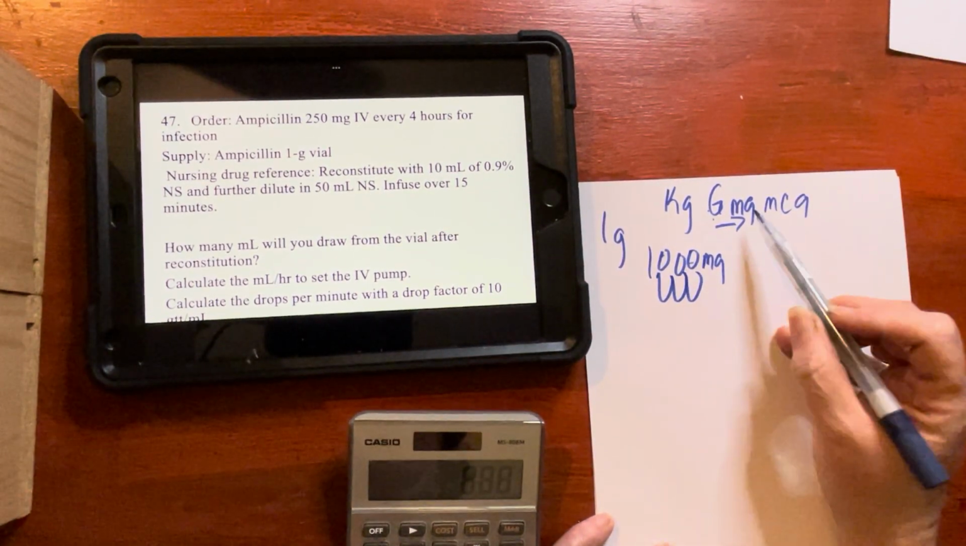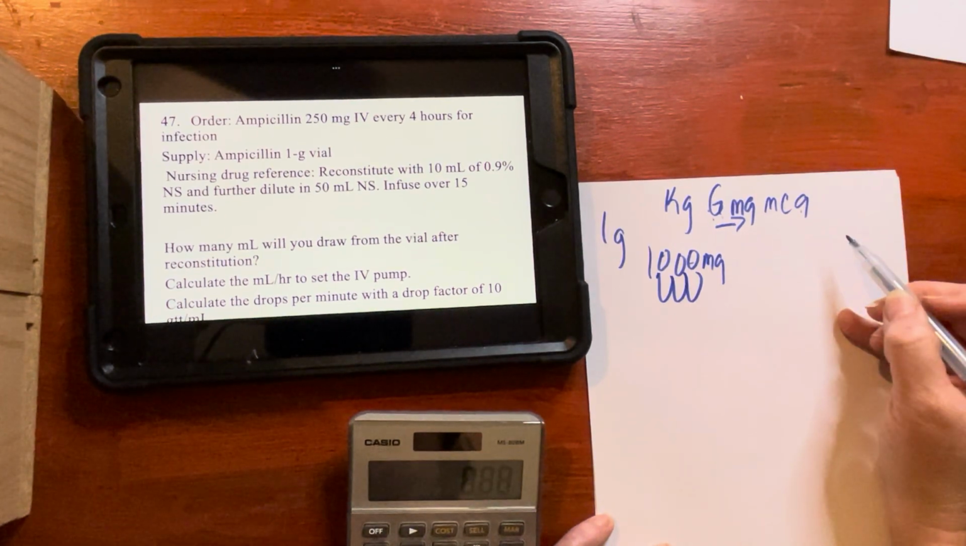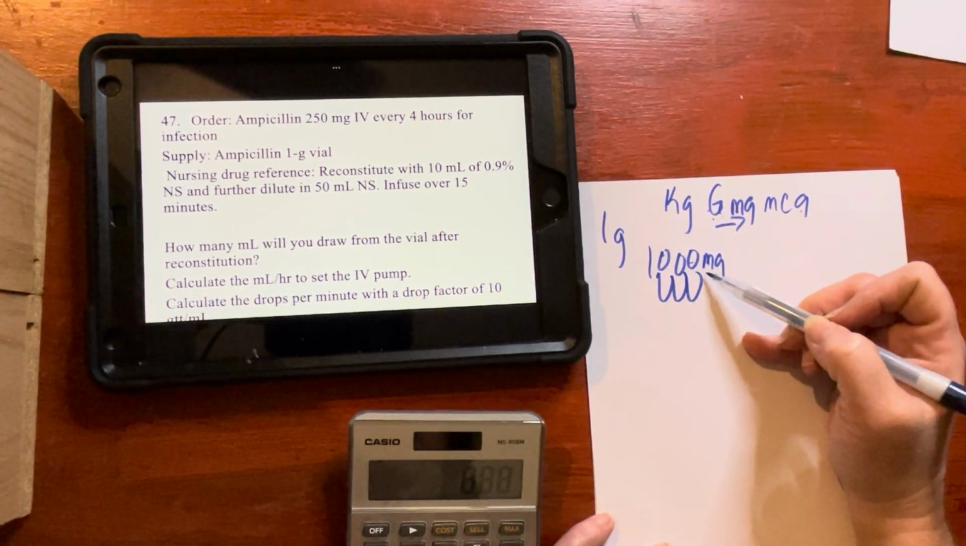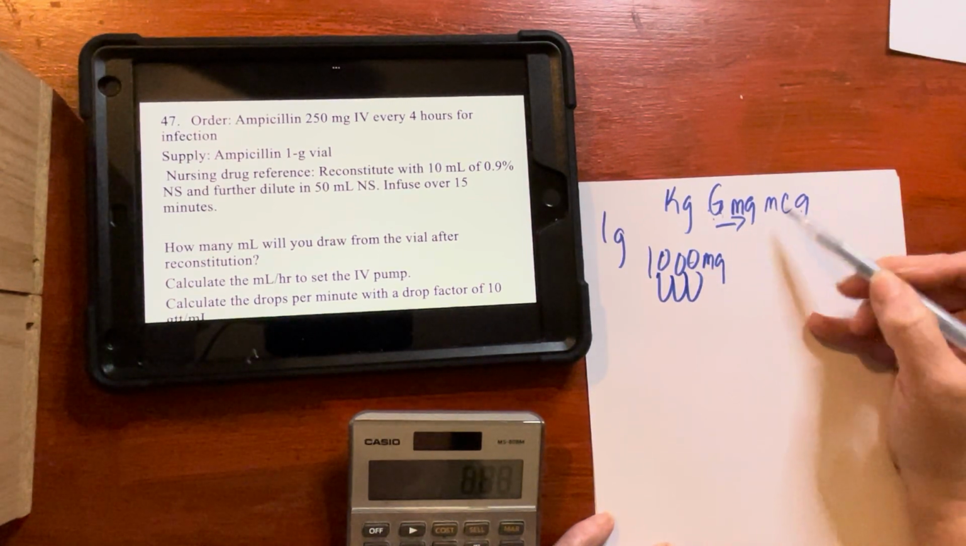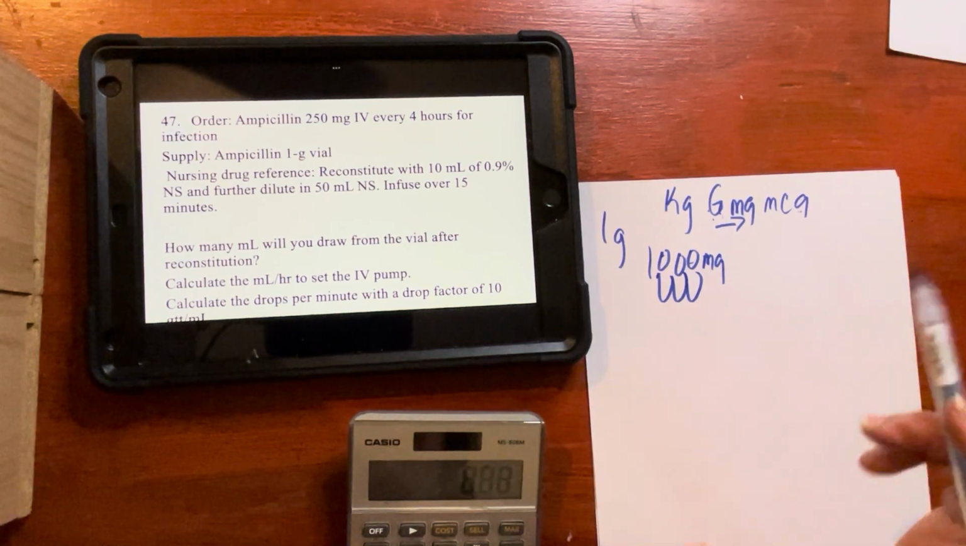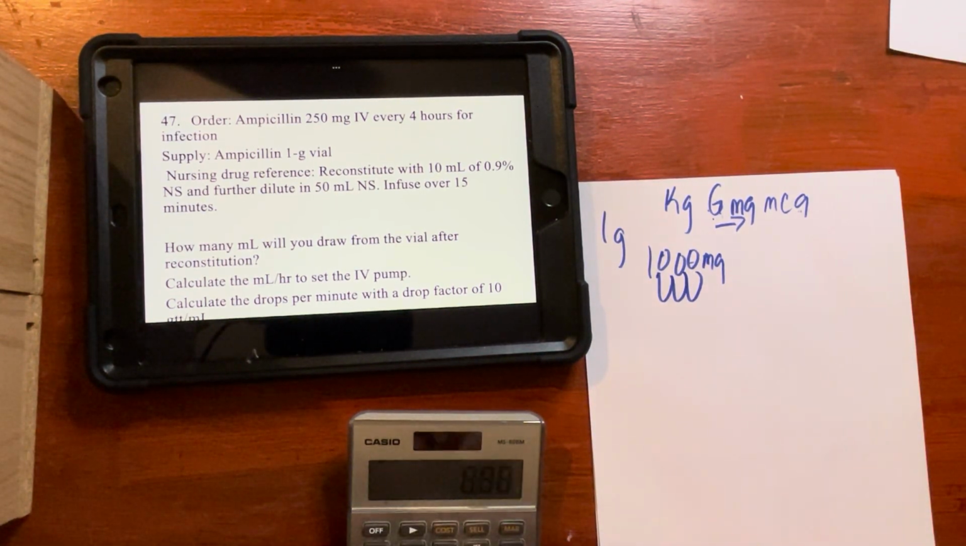If I was going to go from grams to micrograms, I would go 1, 2, 3. I'm at milligrams. 1, 2, 3. Then I'm at micrograms. You move it 3 times every time. And that keeps you from having to remember King Henry and what all he did.